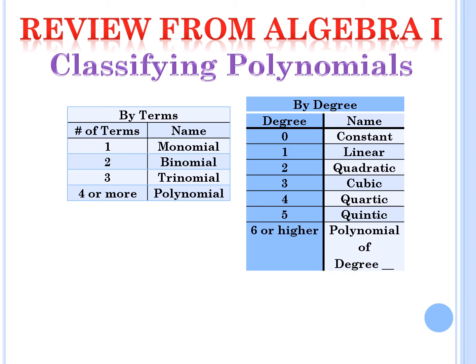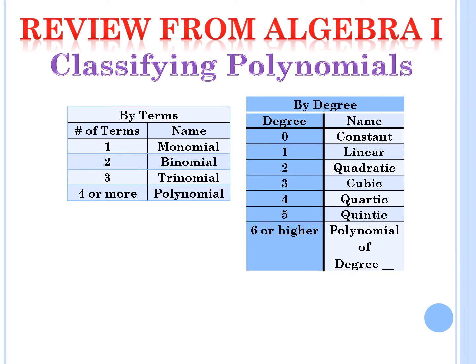Let's review from Algebra 1 how we classify polynomials. We can classify polynomials by their number of terms and by their degree. Now we want to remember when we classify by terms that terms are separated by addition and subtraction signs. So if we just have one term, we call that a monomial. 2 terms, binomial. 3 terms, trinomial. And then 4 or more terms just gets the blanket term of polynomial.